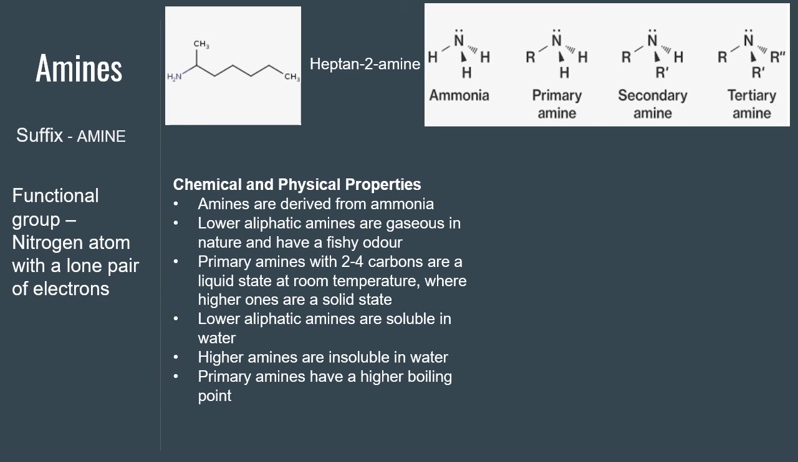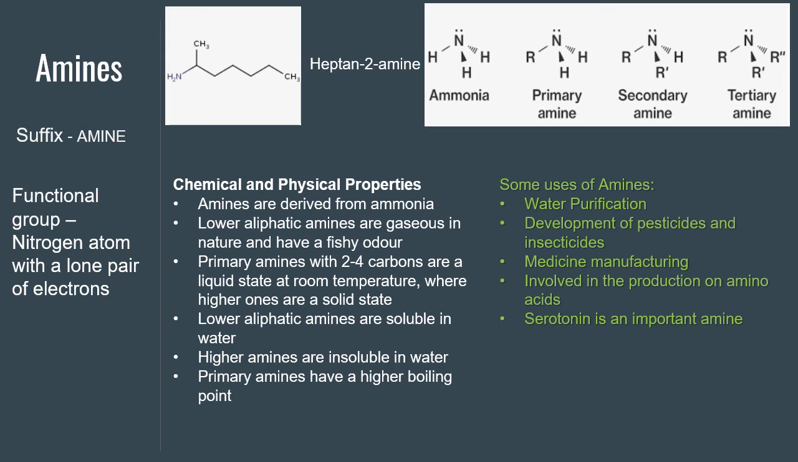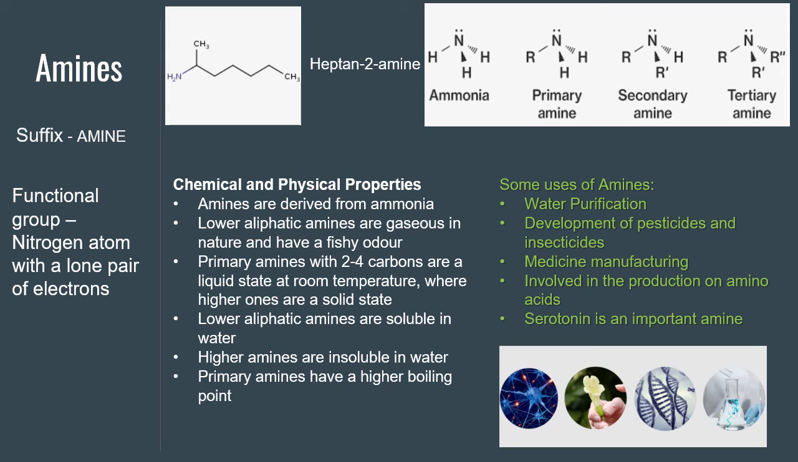Some physical and chemical properties of amines. Primary amines with 2 to 4 carbons are in a liquid state at room temperature, while the higher ones are in a solid state. Lower aliphatic amines are soluble in water, while higher amines are insoluble in water. And primary amines have a higher boiling point. I've also named some uses of amines on this slide.